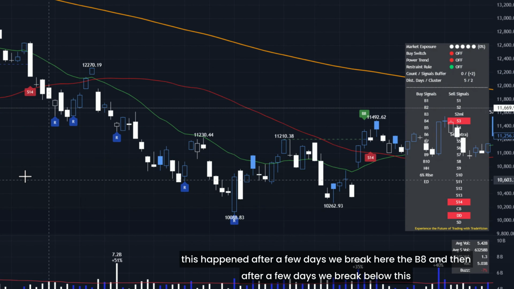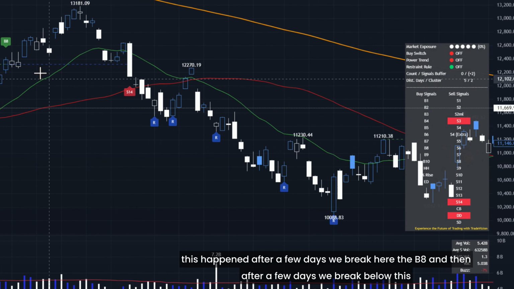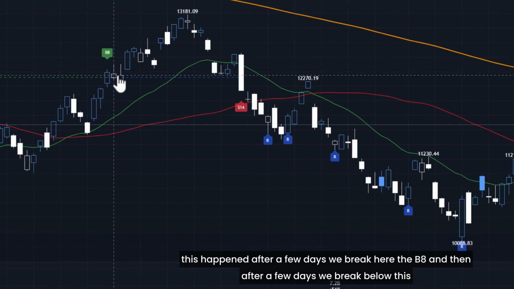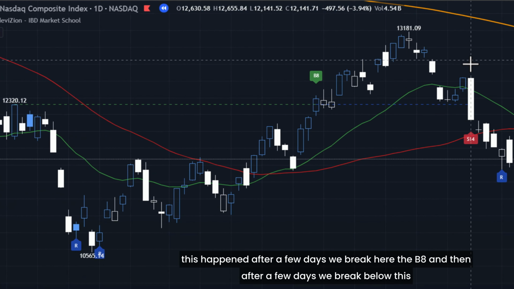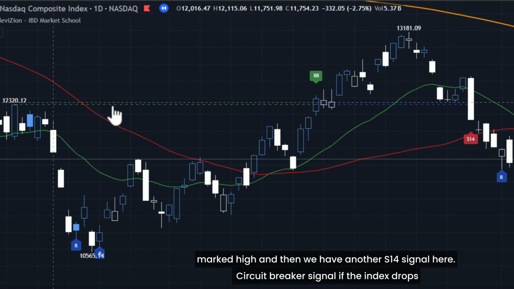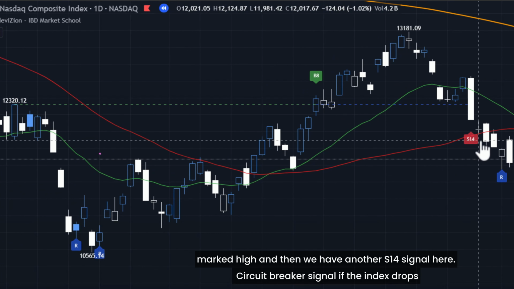Same here. This happened after a few days. We break the B8 here, and then after a few days we break below this marked high, and then we have another S14 signal here.